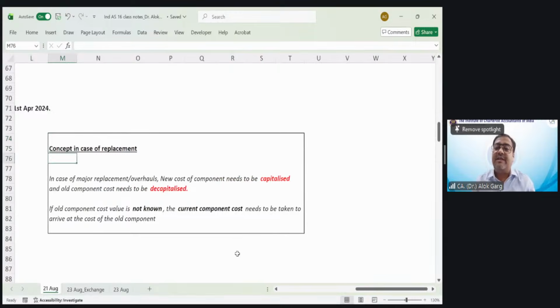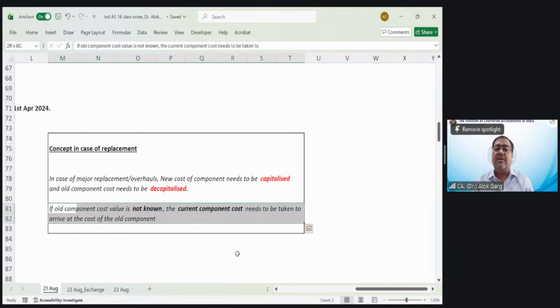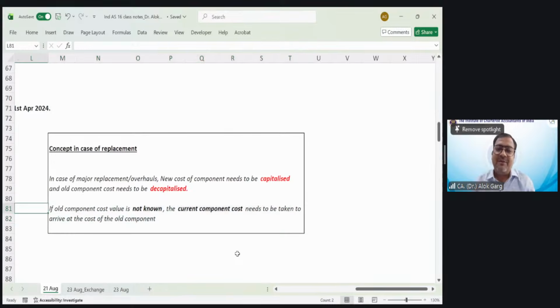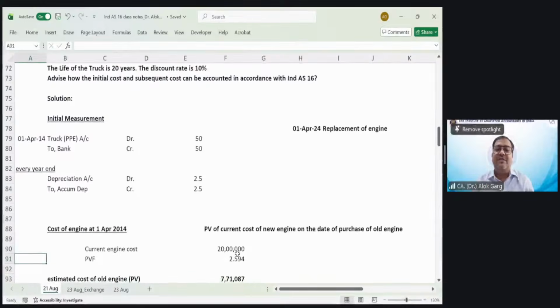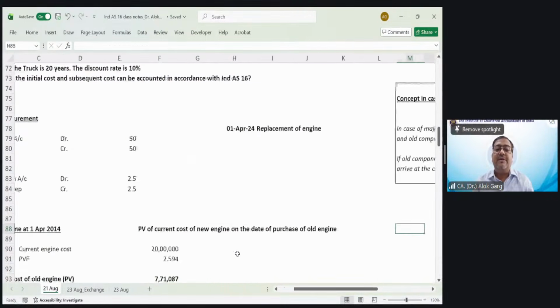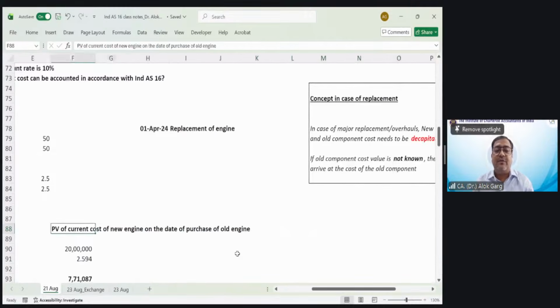Okay. So the concept in case of replacement: in case of major replacement or overhauls, the new cost of component needs to be capitalized and the old component cost needs to be decapitalized. If the old component cost value is not known, the current component cost needs to be taken to arrive at the cost of the old component, right? So you guys are absolutely right. Now what should I do? The cost of engine at 1st April 2014 will be the present value of the current cost of the new engine on the date of purchase of the old engine.